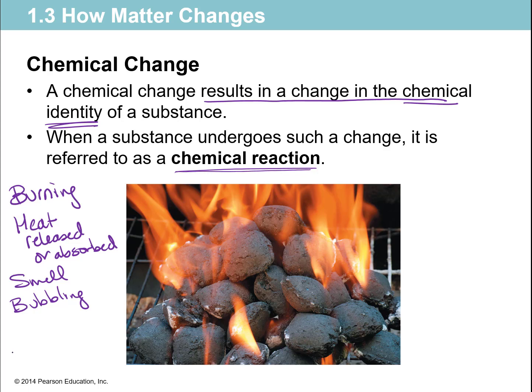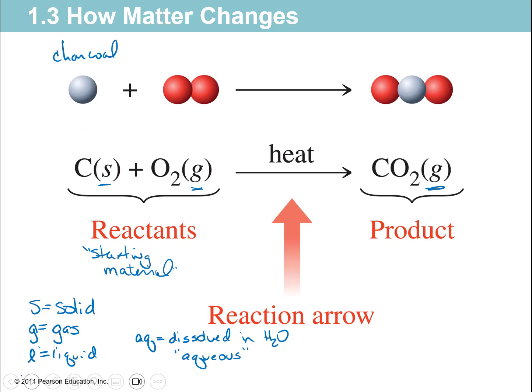So those are things to look for where I've actually changed the composition of the substance. When that happens, they call that a chemical reaction. So a chemical reaction is when there is a chemical change that a substance undergoes. So we can go even further with this and start to talk about what a chemical reaction looks like. And so their example follows along with the charcoal.